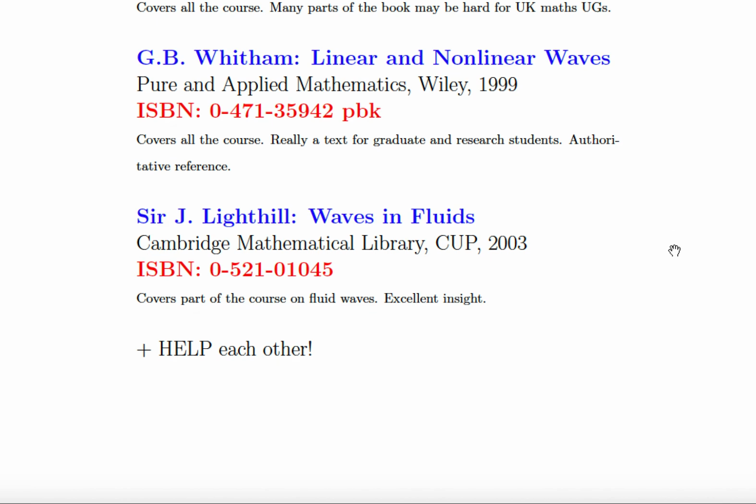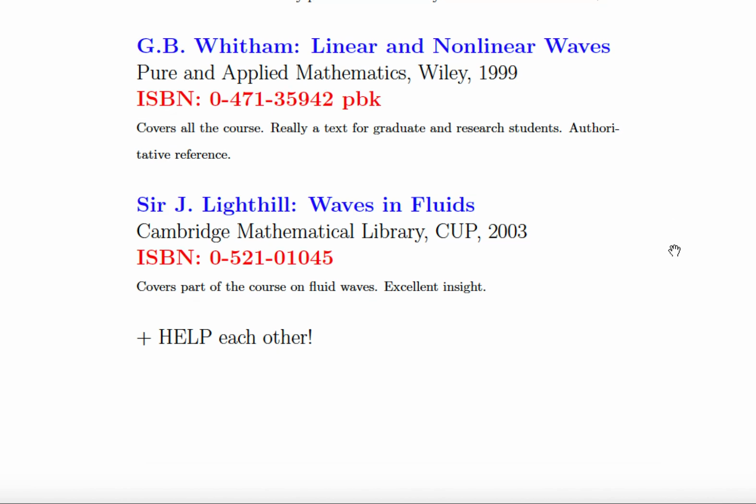Then, if you are more physically inclined, I would recommend getting a copy of Sir James Lighthill's Waves in Fluids book. This is more physics-based, but the concepts are very, very nicely outlined. Right, so these are the books.